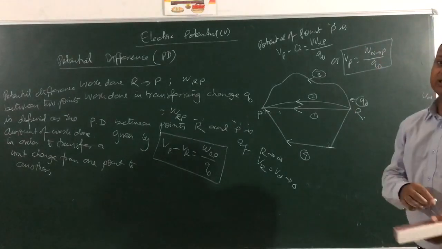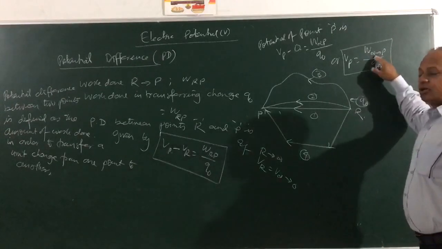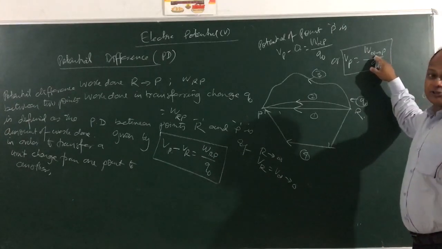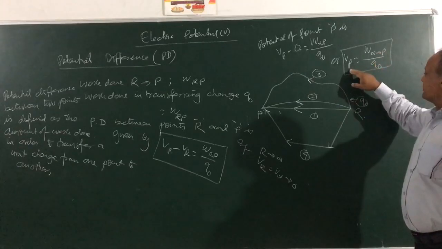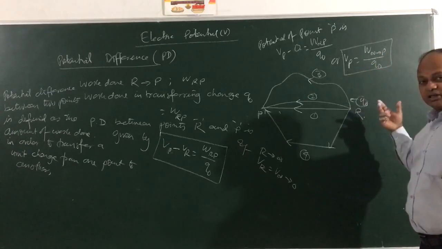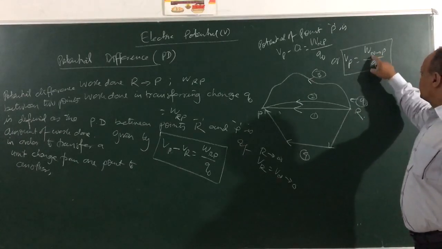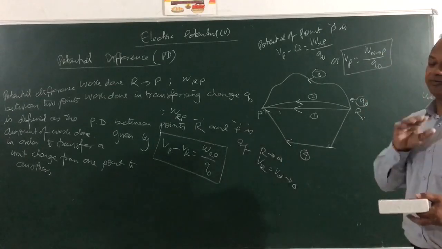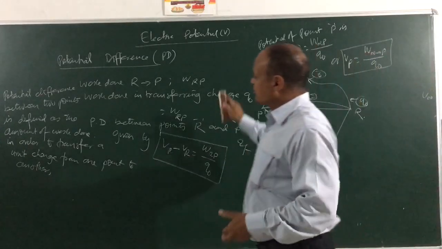So we can define potential of a point in terms of potential difference also. The potential at a point P is equal to the amount of work done for transferring a unit charge from infinity to the given point. So be very clear about this, and you must know the convention also.